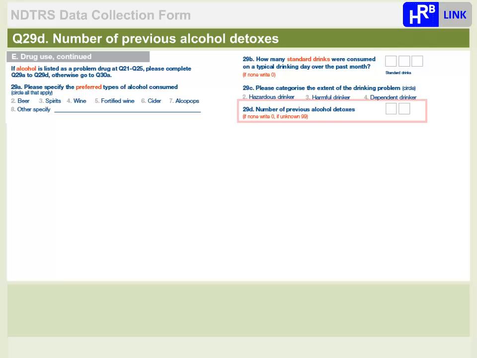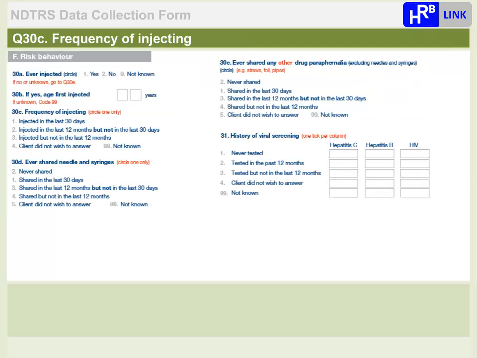Question 29D, number of previous alcohol detoxes. In order to understand better the harm of problem alcohol abuse, a new question looks to ascertain the number of alcohol detoxes a client has previously undergone. The need for alcohol detoxification can be an indicator of chronic harm caused by problem alcohol use. If the answer to this question is unknown, then enter 99.